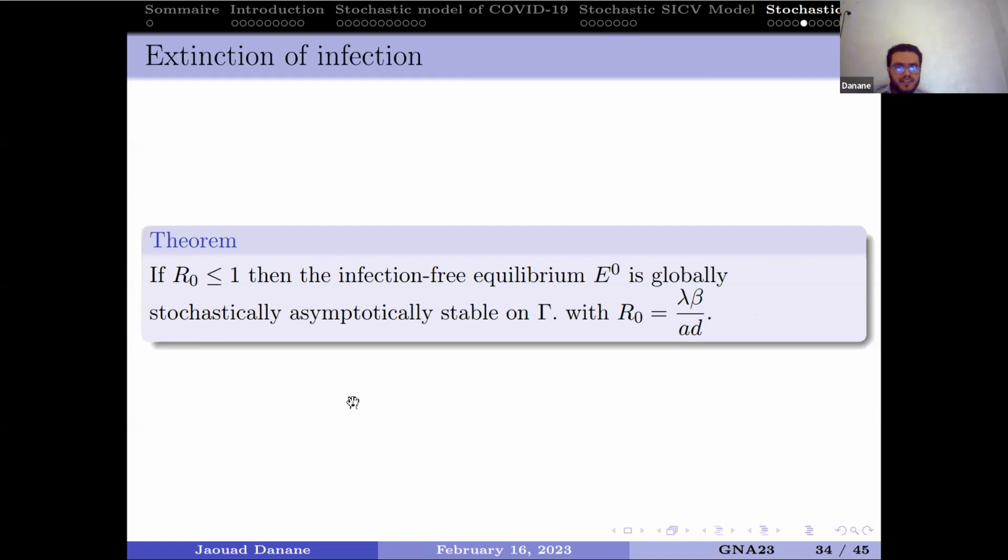About the classical result, we can remark that if R0 is less than 1, the infection-free equilibrium is globally stochastically asymptotically stable on gamma, with R0 equal to lambda times beta divided by A times D. Here we have constructed a Lyapunov function and applied the Ito formula, and we get that the infection goes to 0, meaning the stochastic stability of the free equilibrium.